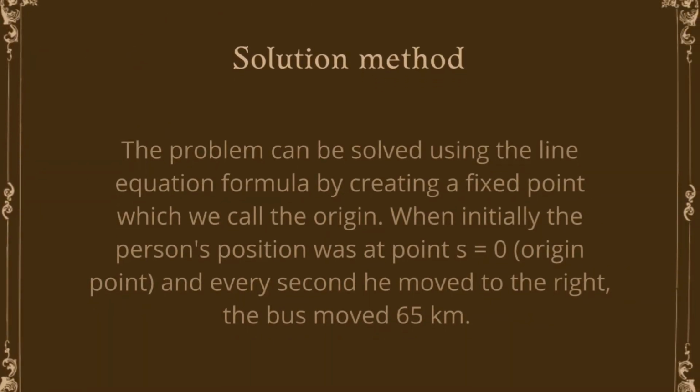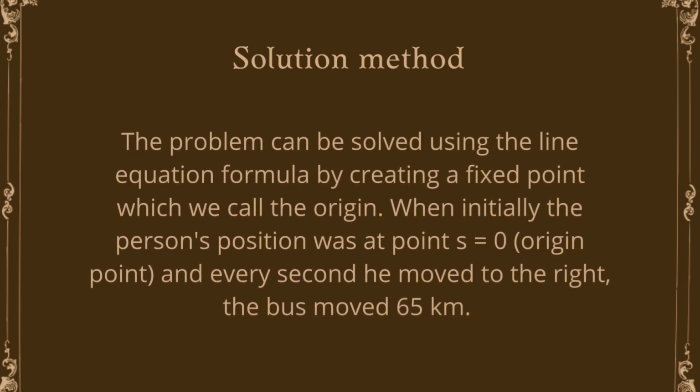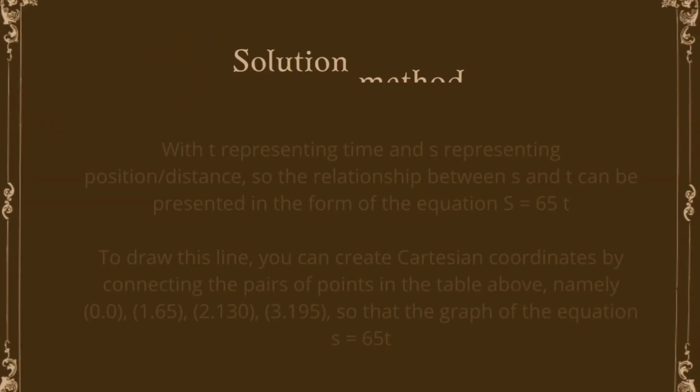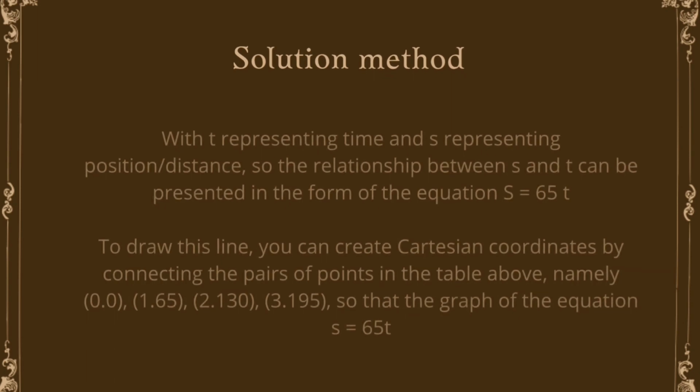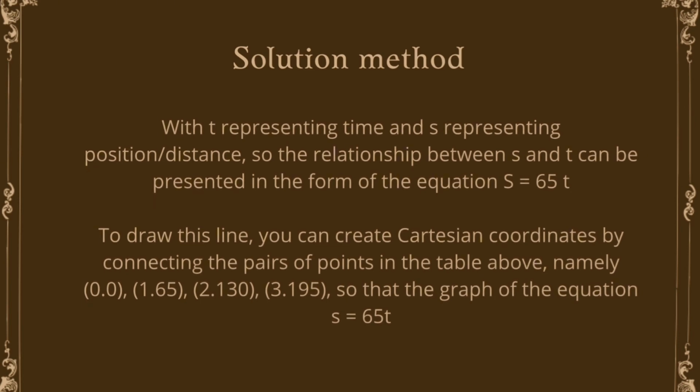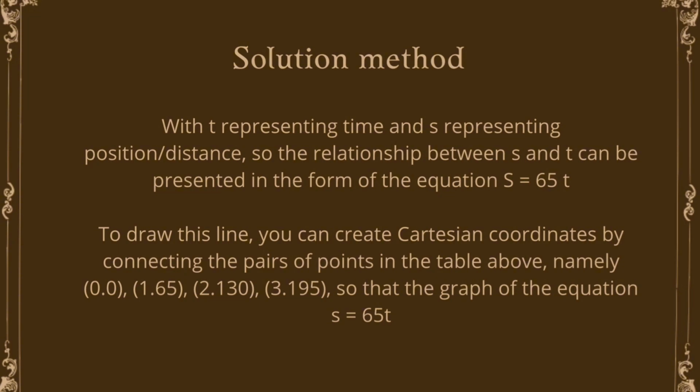Solution method. The problem can be solved using the line equation formula by creating a fixed point, which we call the origin. Initially the person's position was at point S equals 0, or the origin point, and every hour the bus moved to the right 65 km, with T representing time and S representing position or distance. So the relationship between S and T can be represented in the form of the equation S equals 65T.